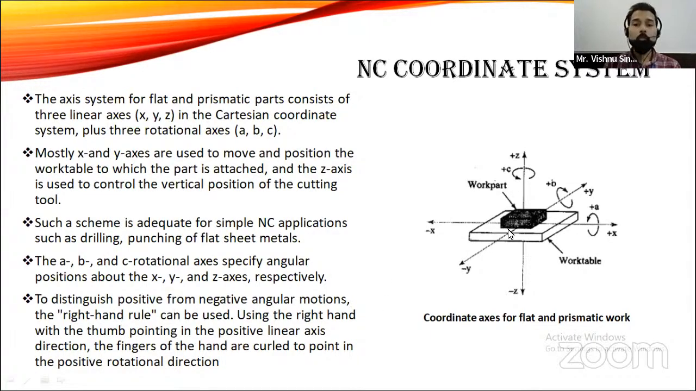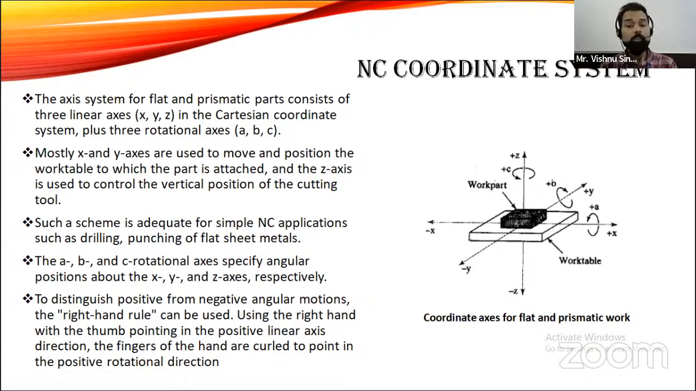Similarly, the spindle is basically the part in which our tool is attached. If we want to move our tool towards the spindle, then we have to give the specification in the z-axis, that is the positive z. And if we want to move our workpiece away from the tool, then we will give the specification in the minus z-axis. So basically these are the three linear axes that are used in a CNC machine.